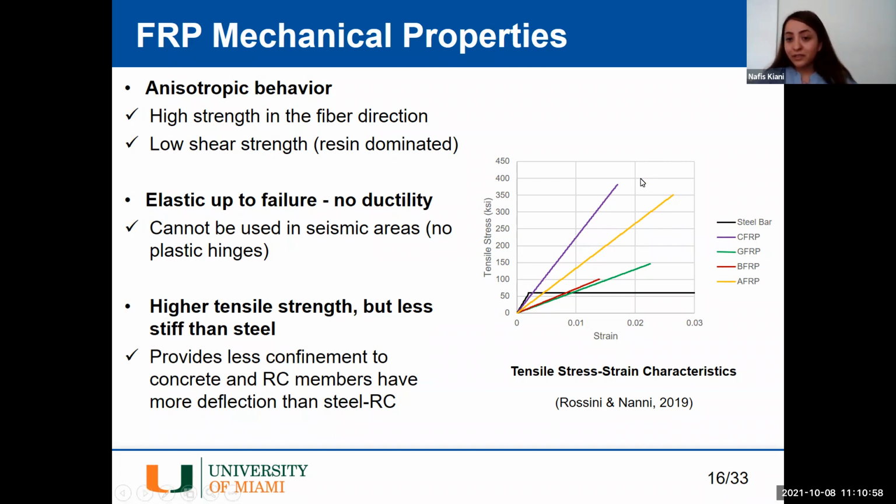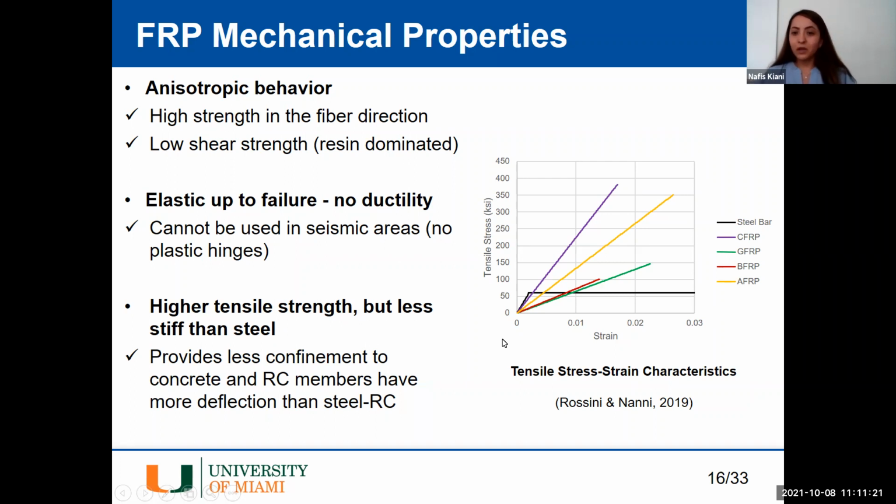You will notice that all the FRP bars, like the purple for carbon, the green for glass FRP, and the red one for basalt FRP, all these three types of FRP bars have higher tensile strengths than the steel, and also they have a low modulus of elasticity compared to the steel.